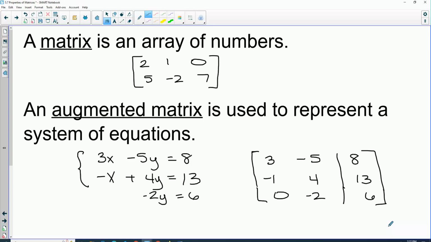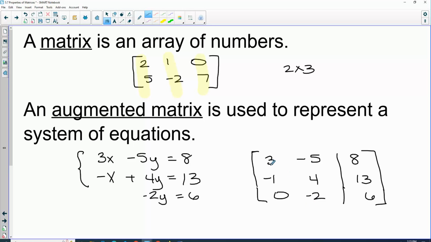In general, when we're talking about matrices, we do need to know the size of a matrix. And size is always written rows by columns. So this first matrix, how many rows did I have? 2. How many columns? 3 total. Each vertical line is a column, so 1, 2, 3. So that one is a 2 by 3 matrix. 2 rows, 3 columns.